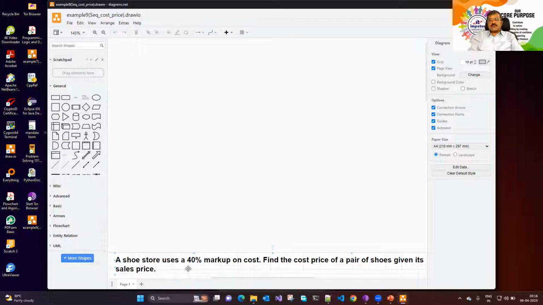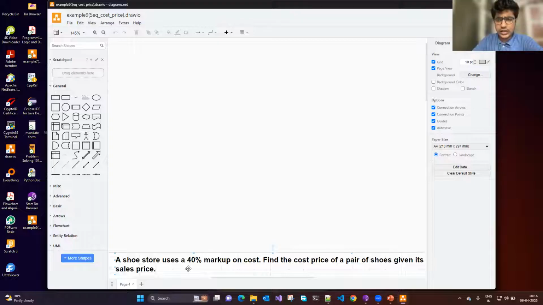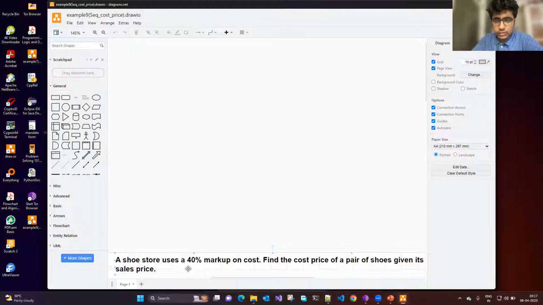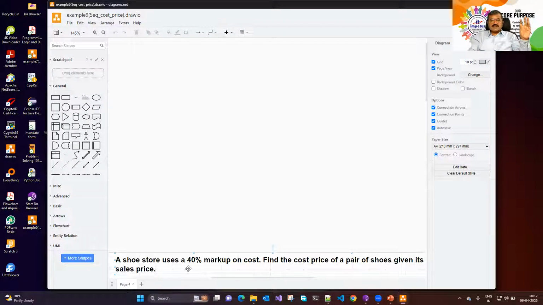सर जो मतलब कॉस्ट प्राइस है उसका सेल्स प्राइस is 40% more than the cost price, which means sale price equals to 140% of the cost price, and we have been given sales price. From that we have to calculate what's the cost price. किसी शू का सेल्स प्राइस 150 रुपए रहेगा तो कॉस्ट प्राइस क्या रहेगा? That's right. If there is a shoe whose sales price is 150 rupees, so what will the cost be?